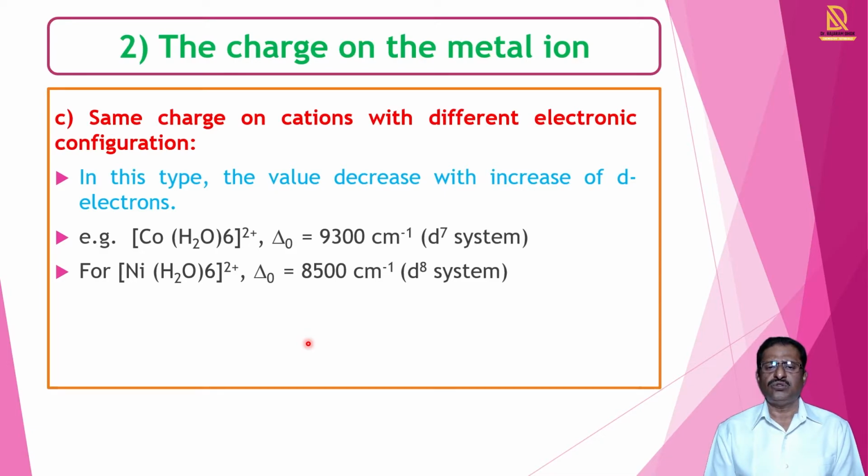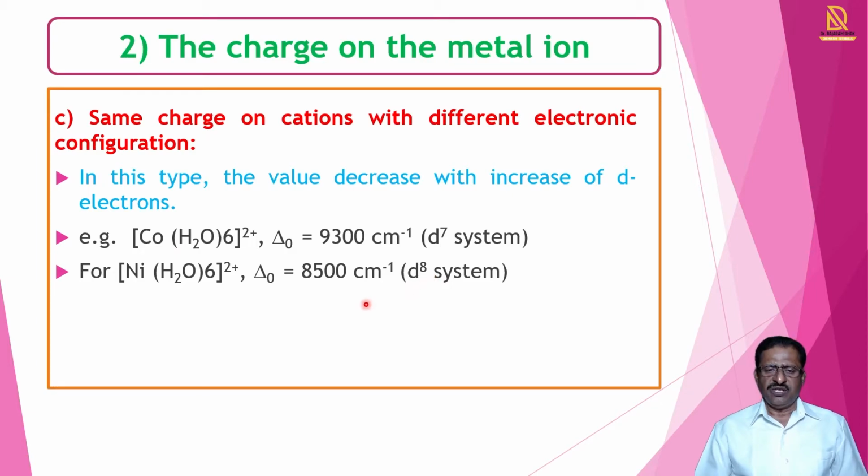Here, the values of delta O decrease when there is an increase in the d electrons. So here we take the d7 and d8 cases. In the d7 case, we have the cobalt complex [Co(H2O)6]2+, and [Ni(H2O)6]2+ for d8. When we calculate the d cases, the first example is d7 and the second example is d8.